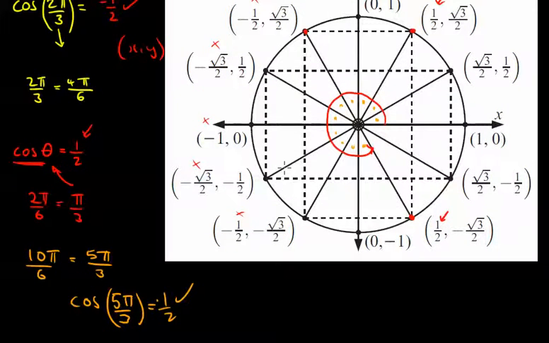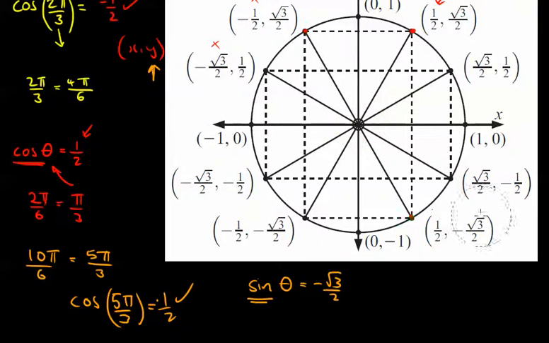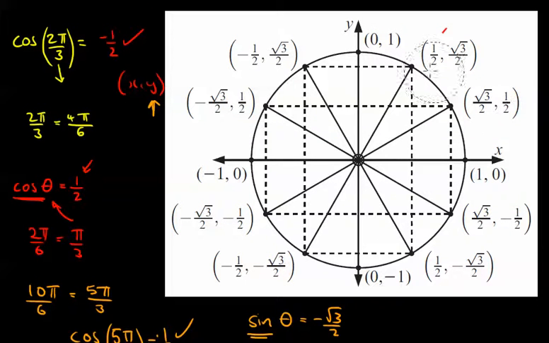Alright, let's do one more. What if someone said to you sine of some angle equals minus root 3 over 2? What's that angle got to be? Remember, sine is to do with the y component of the coordinates in the unit circle. So we're looking for the y component that is minus root 3 over 2.